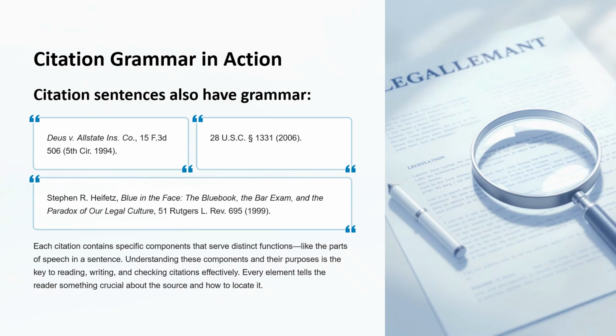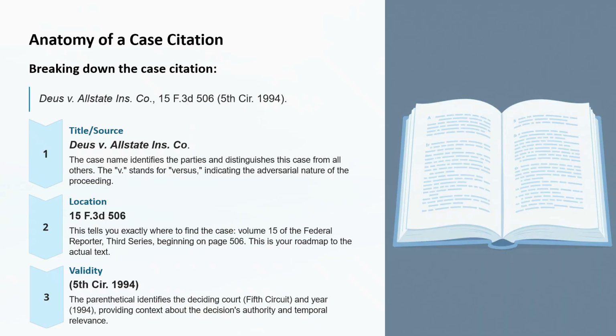For citations, you'll have a title, which identifies the source, location information, as well as validity information, which usually has a date, and also for cases, some information about the court that issued the opinion. Even though these are very different sources, they all have similar features to their citations.